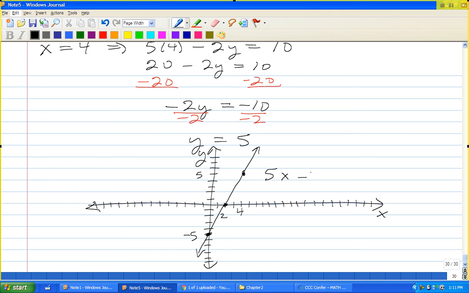5x minus 2y equals 10. And so that finishes off this section.